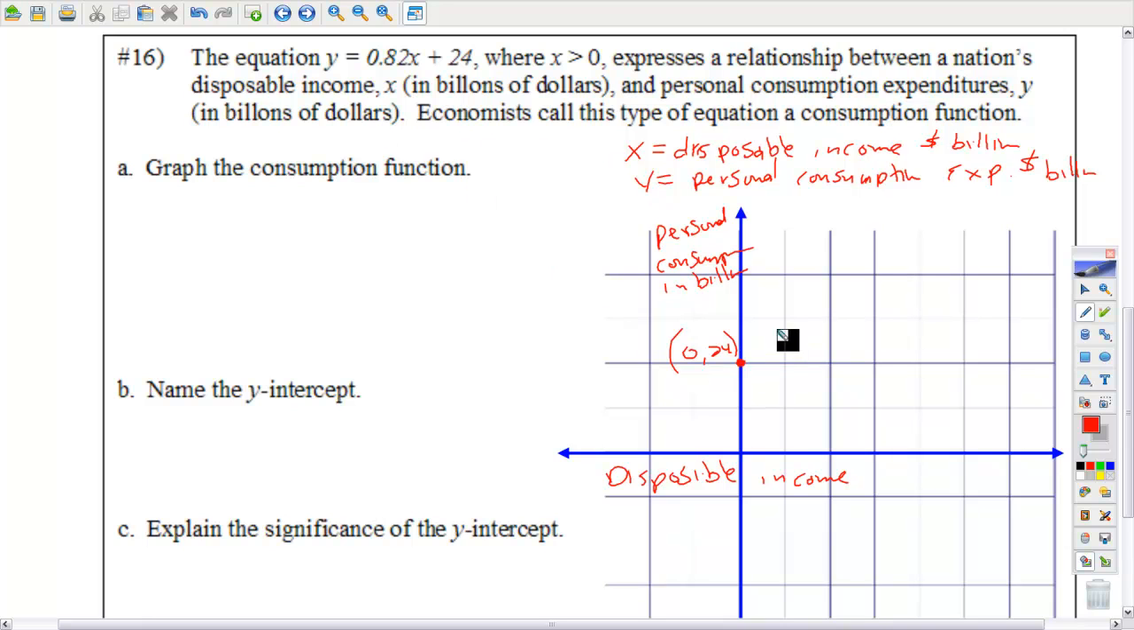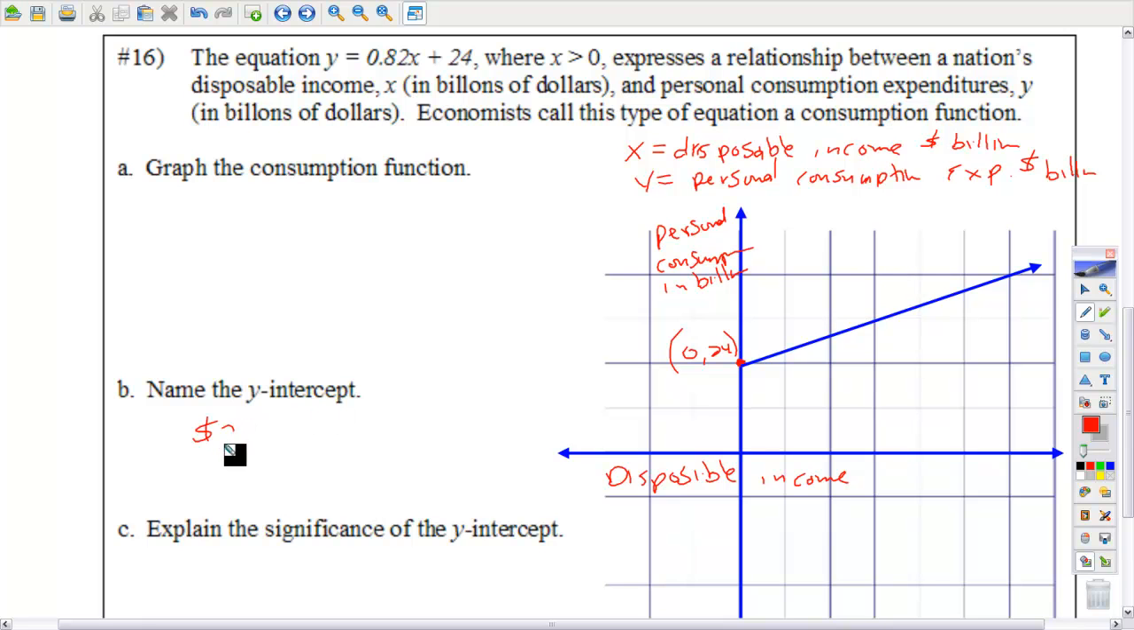And then our graph has a slope of 0.82. That means it goes up 82 and to the right 100. I'm not going to go down here because then that's saying that my x value, disposable income, is negative. I don't know much about this stuff here, but I don't think that's possible. I'll assume it's not. So here's the graph.